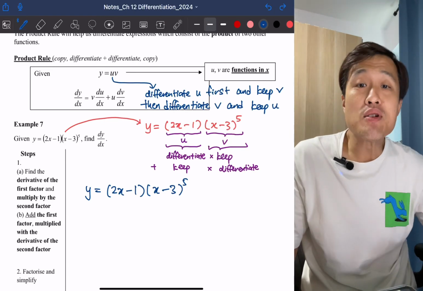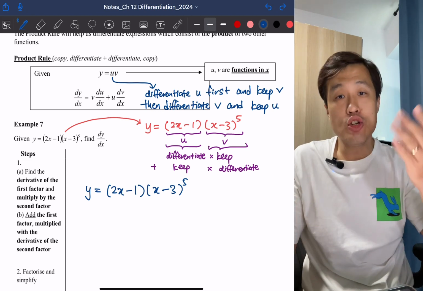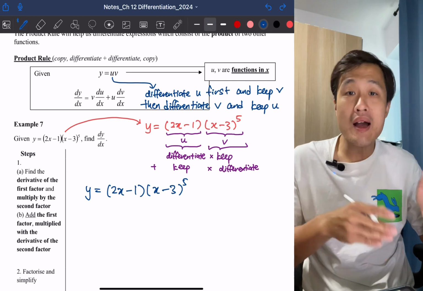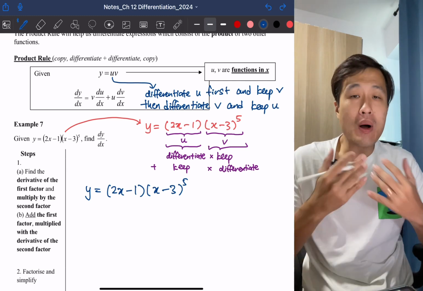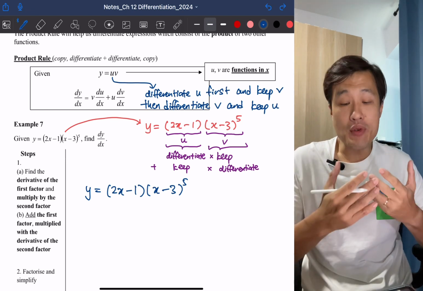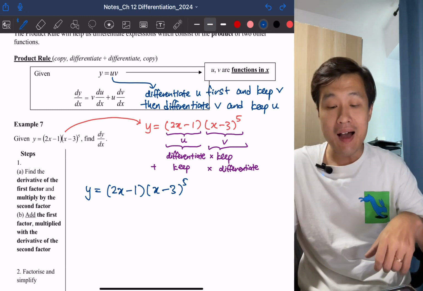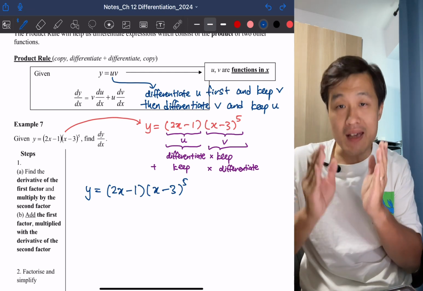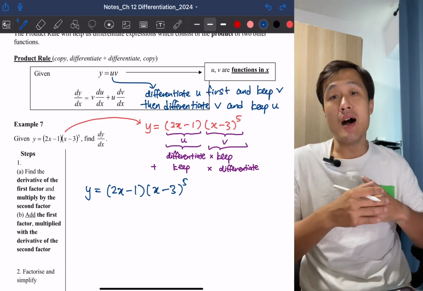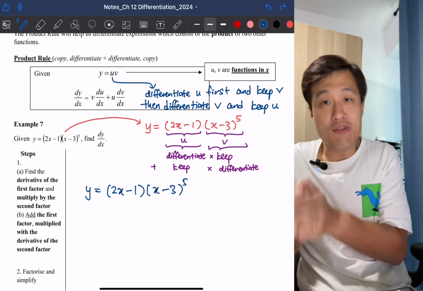So before we look at example 7, let's look at what the product rule says. Let's say we have two functions u and v, and we multiply them together, so y equals u times v. What the product rule says is that to find dy/dx, the derivative of y, we first differentiate u, the first function, times the second function v being kept and not differentiated. Then we add u kept, not differentiated, times v differentiated.